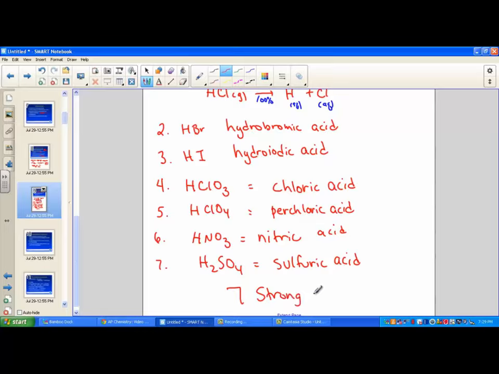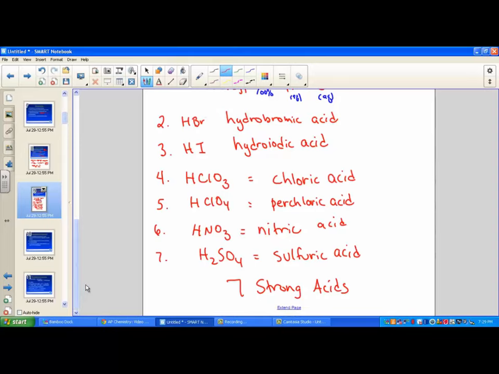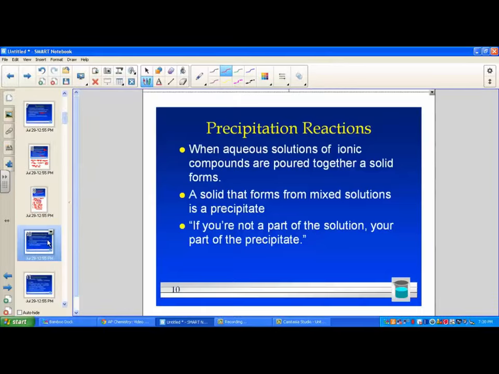7 strong acids. Now, I need you to memorize those because now you know all of the weak ones as well. If you're looking at a formula for a weak acid and it's not one of these 7, it will only slightly turn that light bulb on, giving a partial ionization and a very dim glow on the bulb. 7 strong acids, and now we know the weak ones.